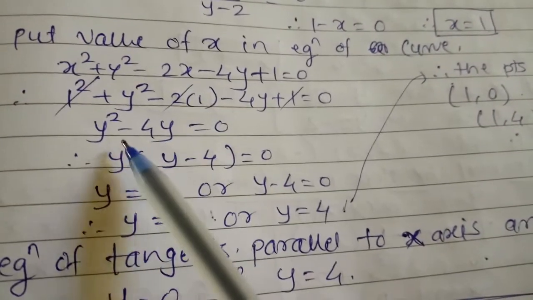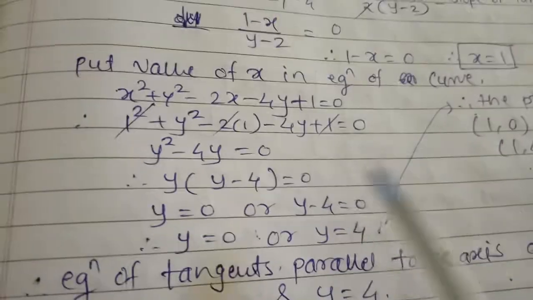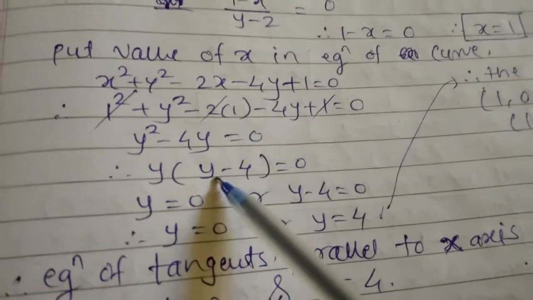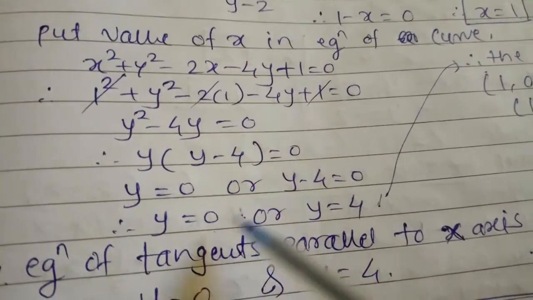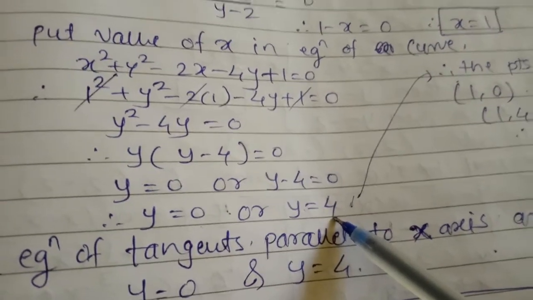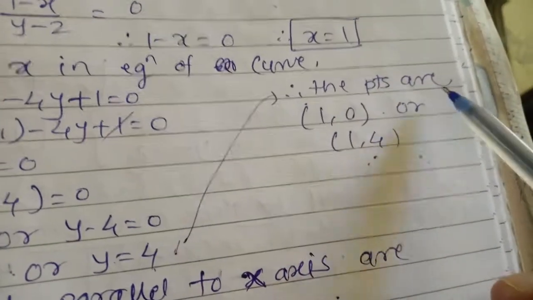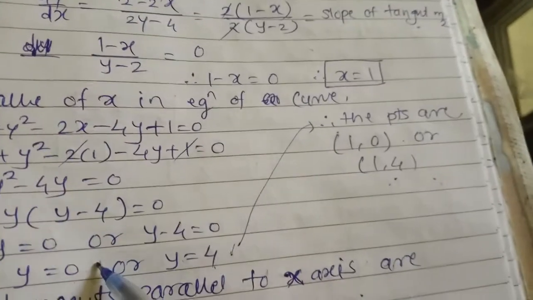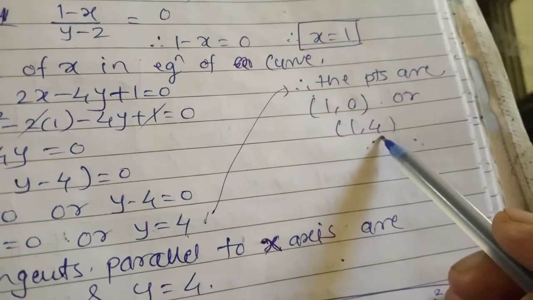So here you can see the value of y, that is y square minus 4y is equal to 0, y into bracket y minus 4. So y is either 0 or y minus 4 is 0. So we get the two values of y, that is y is equal to 0 or y is equal to 4. And so the points are, when x is 1, then the value of y can be 0, and if x is 1, the value of y can also be 4.